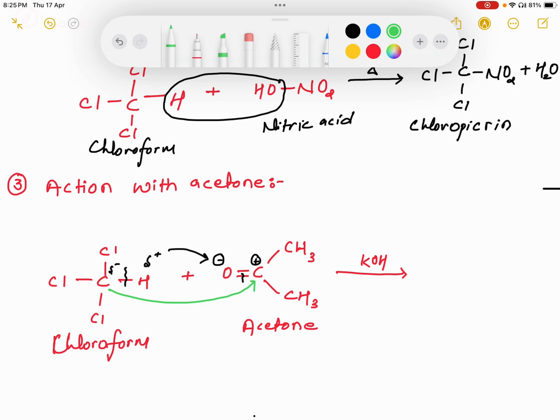So the product formed in this is: C already has two CH3 groups. Other than this, it was having an O, which now has a new H linked with it. This H is being linked with this O. Now this carbon is being connected with this, that is, this contains CCl3, and this is what we call chloretone.